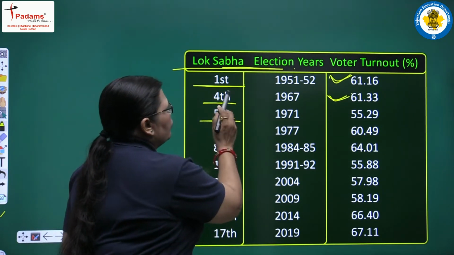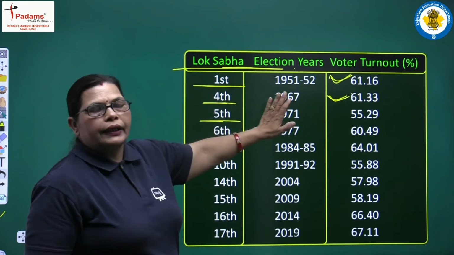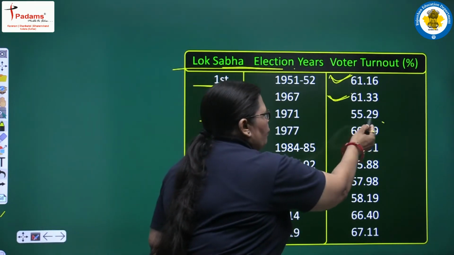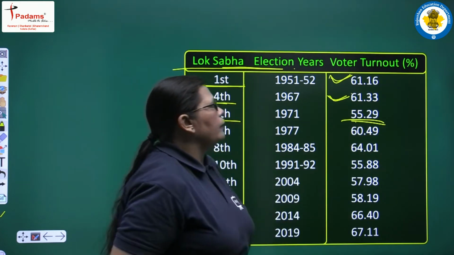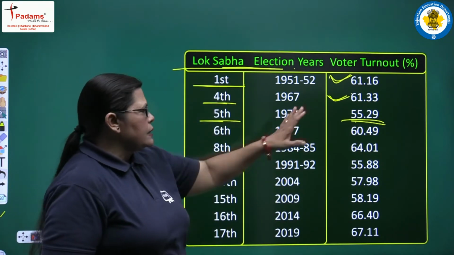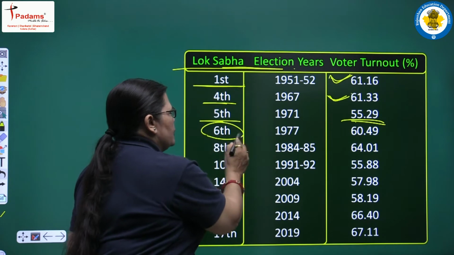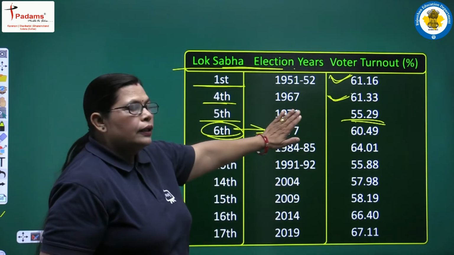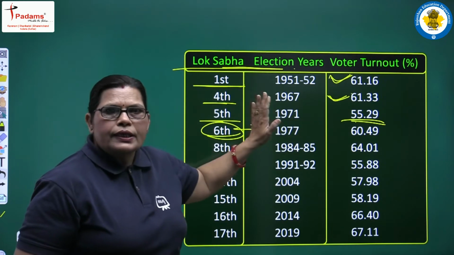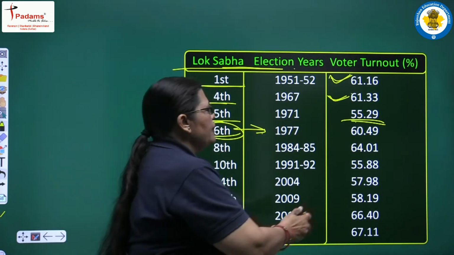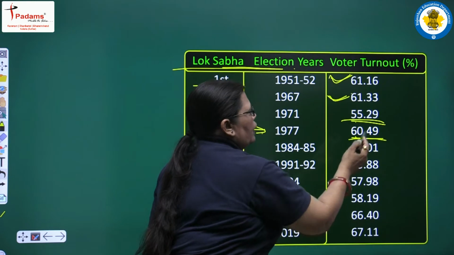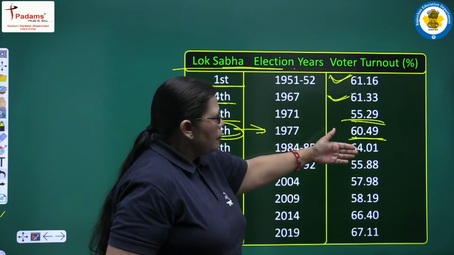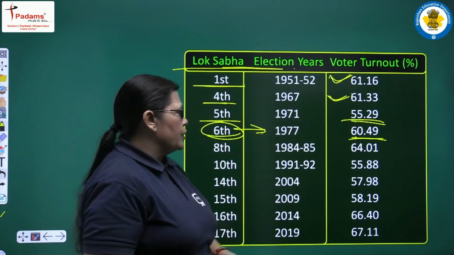We have the fifth Lok Sabha elections in the year 1971, and at that time we have 55.29% voter turnout. When we are discussing the sixth Lok Sabha, which was held in the year 1977, at that time 60.49% voter turnout was there. See, sometimes upraising, sometimes downraising.